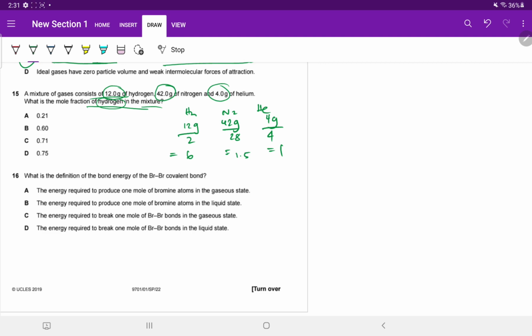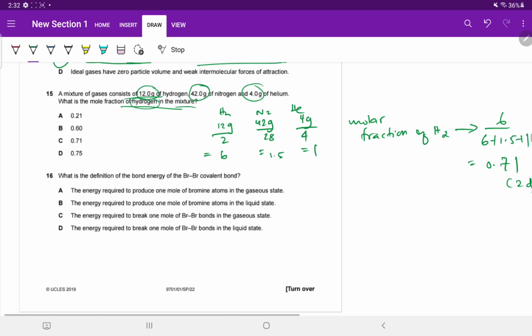So if we have to calculate the mole fraction of hydrogen, it shall be 6 divided by 6 plus 1.5 plus 1. If you do this math in a calculator, 6 divided by 6 plus 1.5 plus 1, that's going to give us 0.71 to 2 dp. So the answer to this question is C.